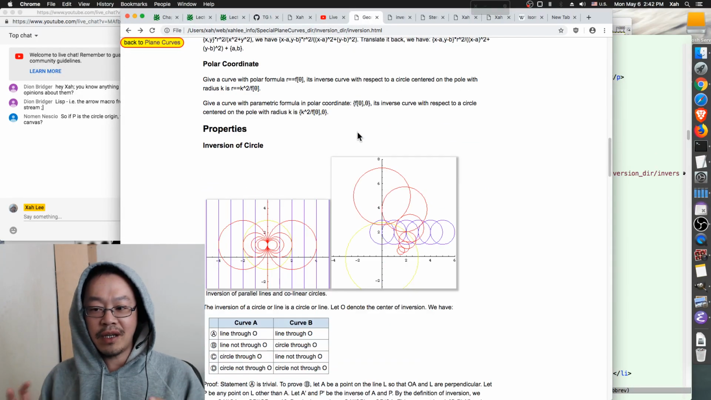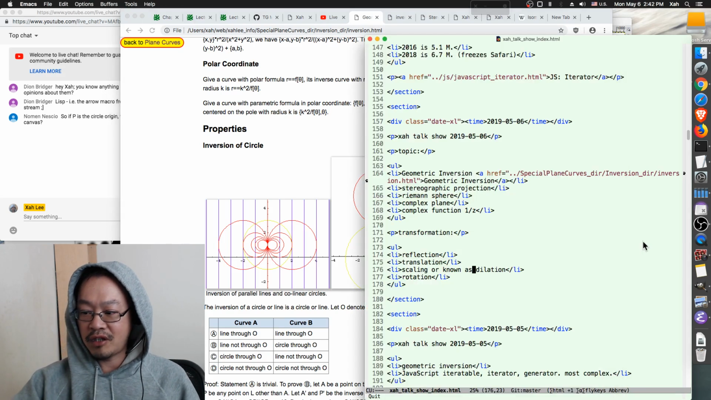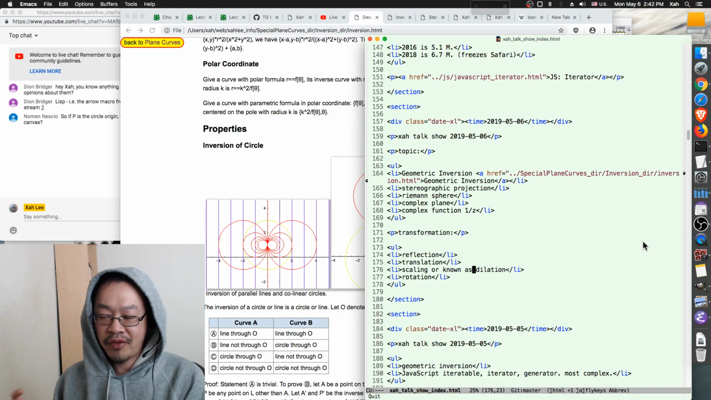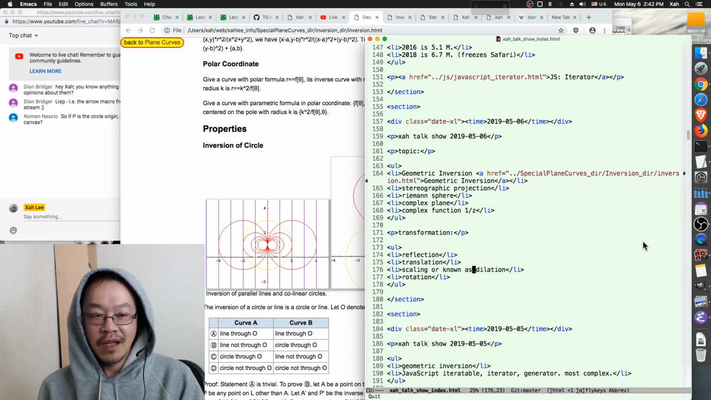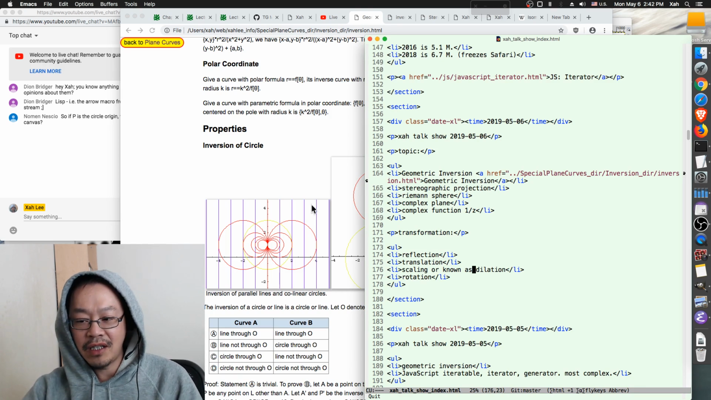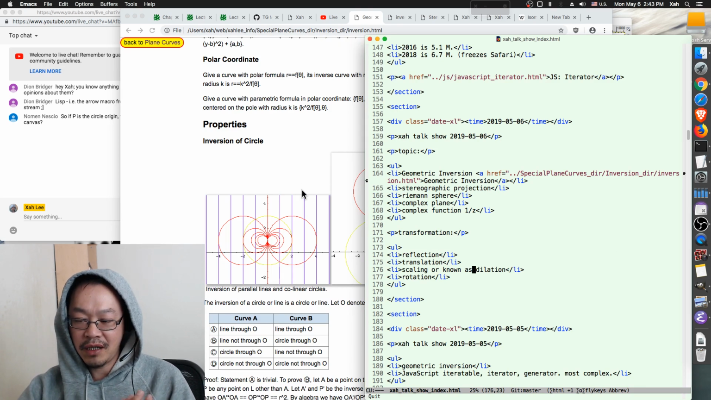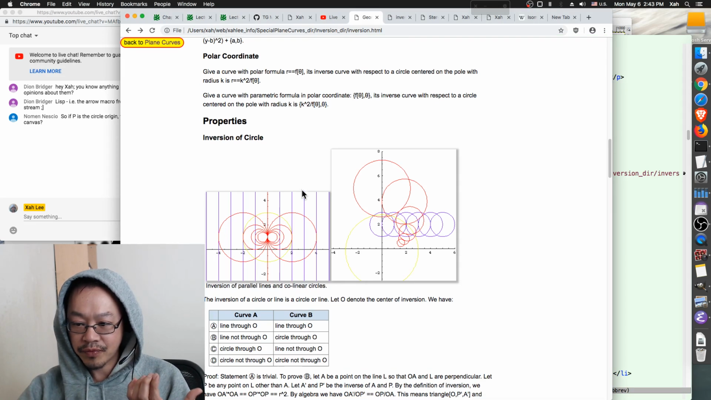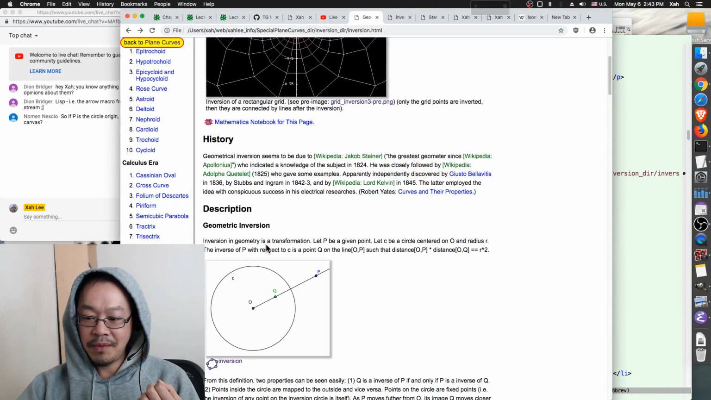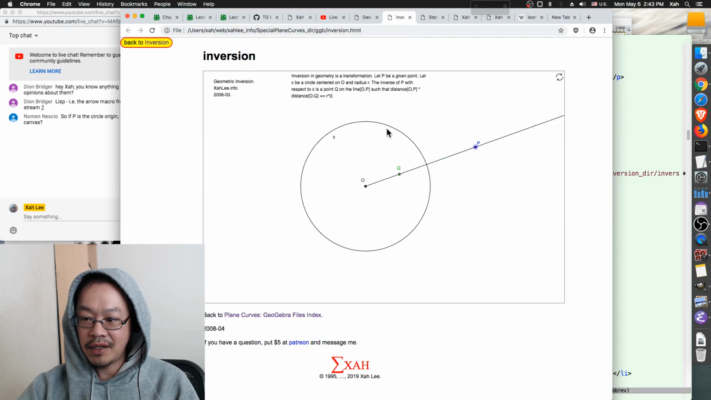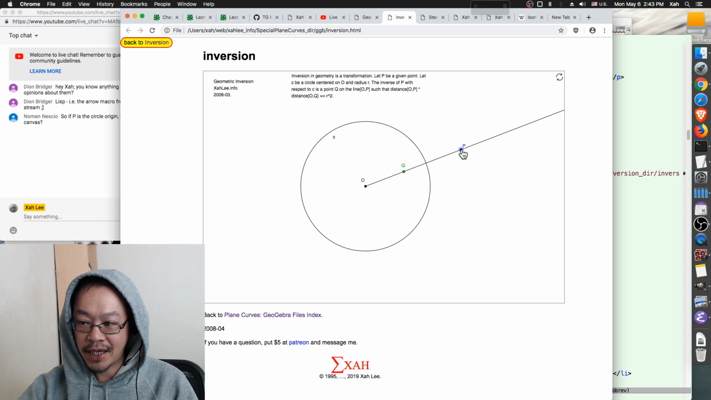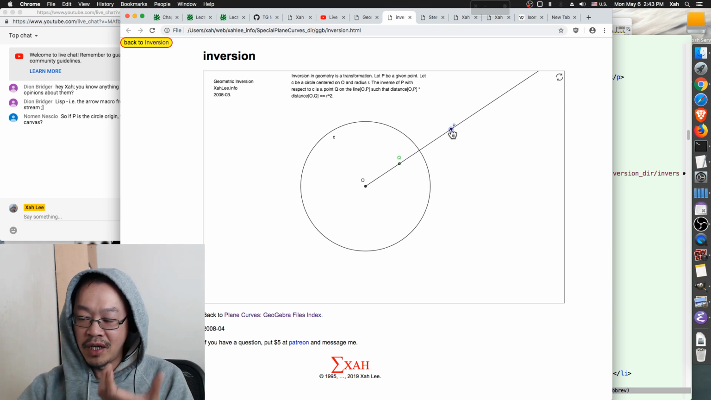So geometric inversion, like the geometric transformation we talked about before, the isometry. There are many extremely interesting properties of geometric inversion. Now, remember, when we are doing this, we are mapping one point to another point, right? I mean, it's a transformation. So, given a point, we have a result, where P becomes Q.